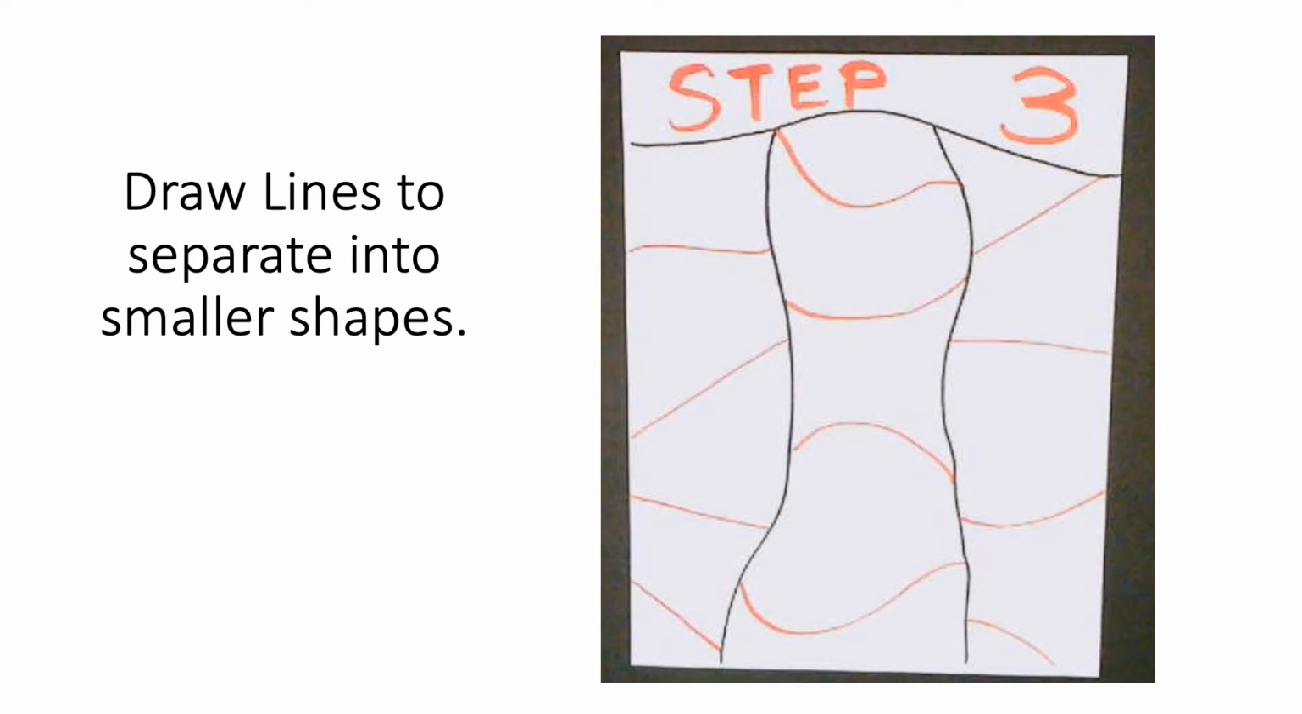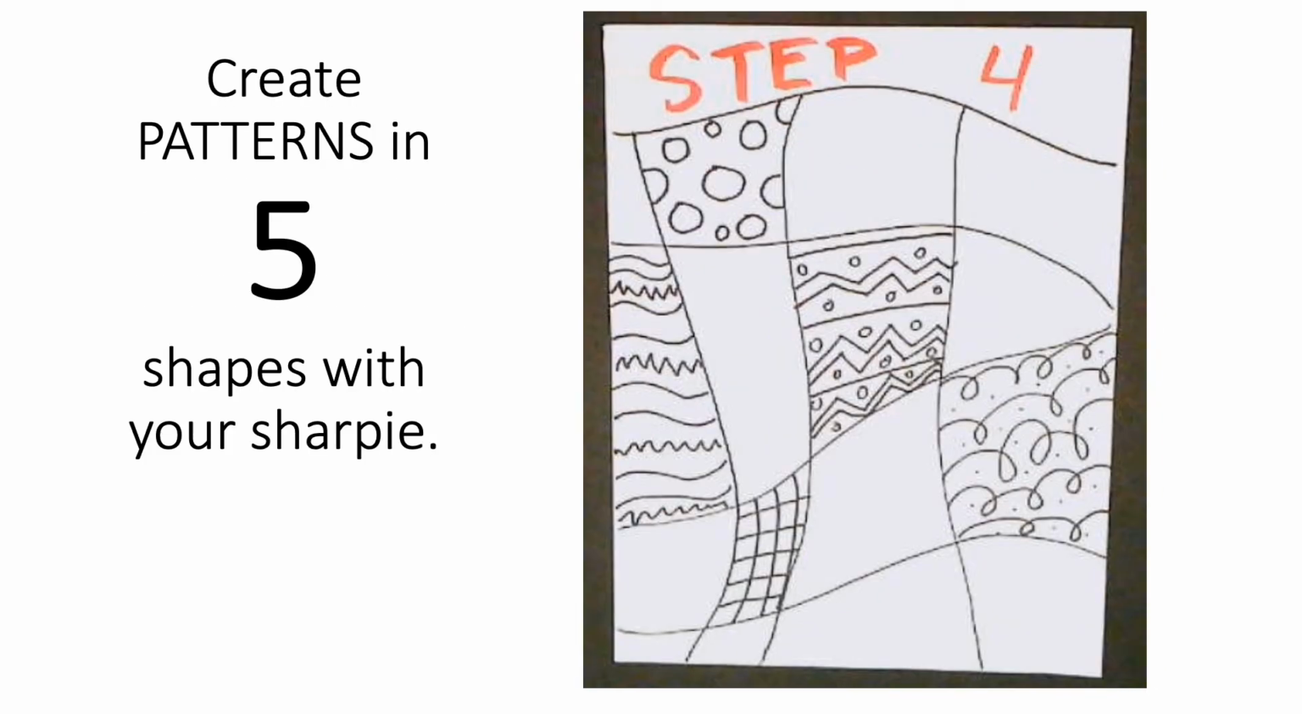Now, you're going to separate those columns into smaller shapes by adding lines. Look at the drawing so you understand. Now, using your Sharpie, you're going to create patterns in 5 of those shapes using just your Sharpie. You can use lines, you can use patterns, you can use shapes, whatever. But let's decorate 5 of those shapes. Go ahead and hit pause and do this next step.